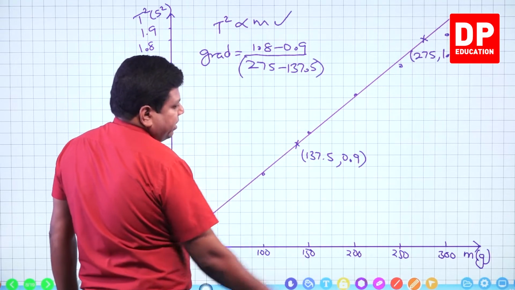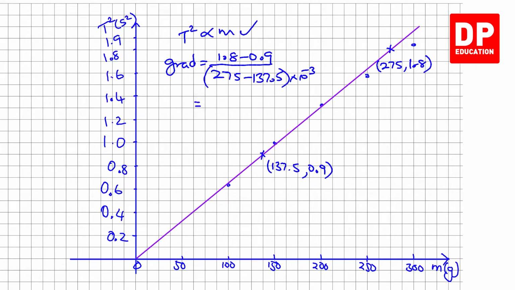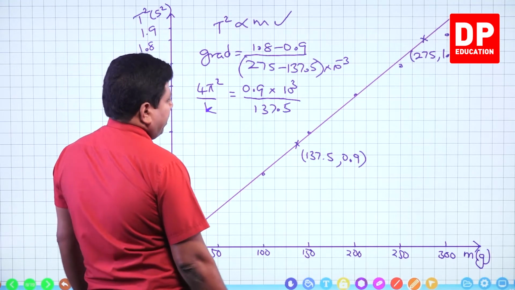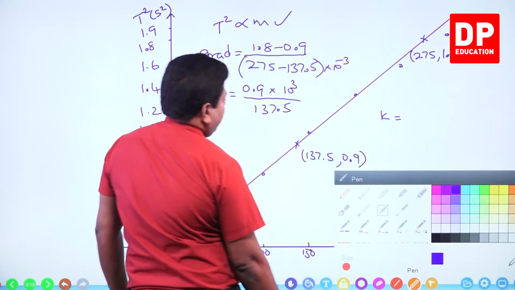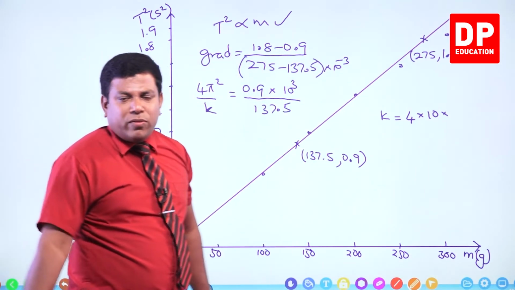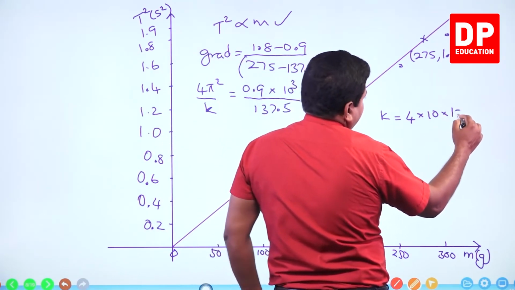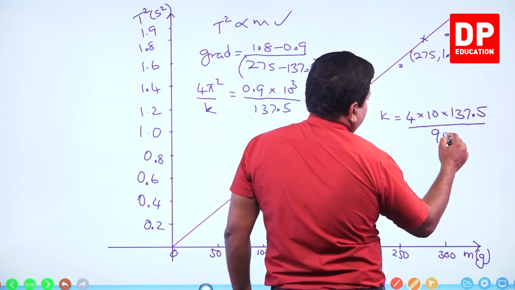But this is in grams, isn't it? Let's multiply by 10 to the power minus 3 to make it kilograms. So that's going to be 0.9 into 10 to the power 3 over 137.5. And this gradient should be equal to 4 pi squared over k. So k is going to be 4 pi squared. Pi squared, can I say 10? Because you know pi is 3.14, and 3.14 squared is almost 10. Pi squared can be considered to be 10, into 137.5 divided by 0.9 into 10 to the power 3, which means 900.